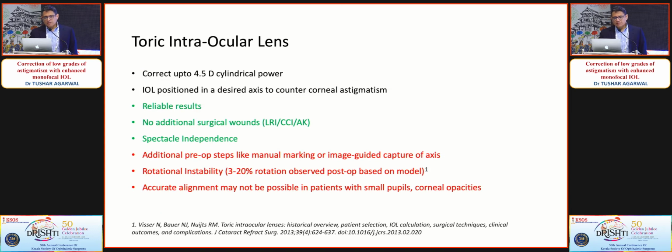A couple of words about toric intraocular lenses. As I said, they have very reliable results. However, there are some limitations or some difficulties, like, for example, you do require additional preoperative workups. You might require extra instrumentation as well. And there are some cases in which the toric IOL implantation may not be feasible at all or may be very challenging. These include patients with very small pupils or corneal opacities.